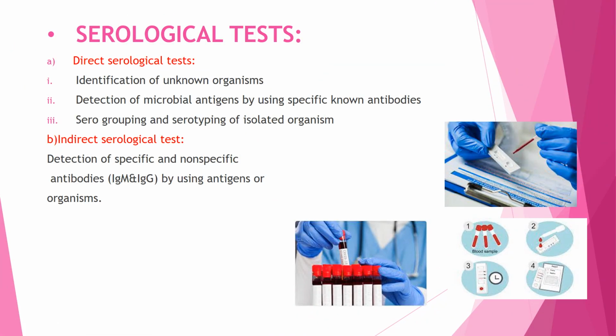Serological tests. These are of two types: direct serological test and indirect serological test. For the direct serological test, we take a known antibody to detect an unknown antigen, whereas in the indirect serological test, we take a known antigen to detect an unknown antibody. The direct serological test is used to identify unknown organisms, for detection of microbial antigens by using specific known antibodies, and for serogrouping and serotyping of isolated organisms. Whereas the indirect serological test is for detection of specific and non-specific antibodies like IgM and IgG by using antigens or organisms.